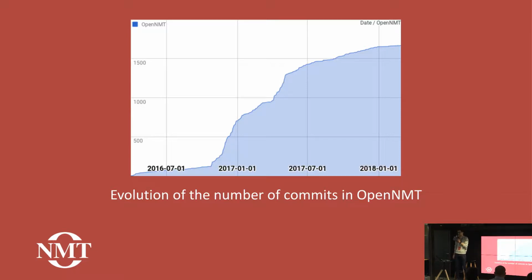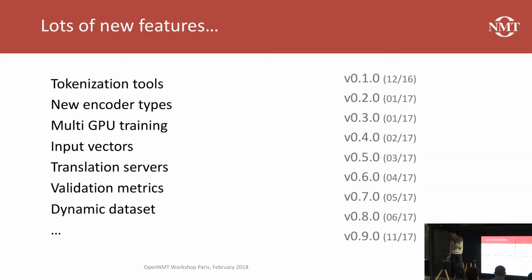Jean was also very motivated. And in a short amount of time, we added lots of new features, including, but not limited to, the tokenization tools, new encoder types, multi-GPU training. We also added translation servers, input vectors to train speech models, and validation metrics, and also more recently, dynamic dataset to handle very large data storage.